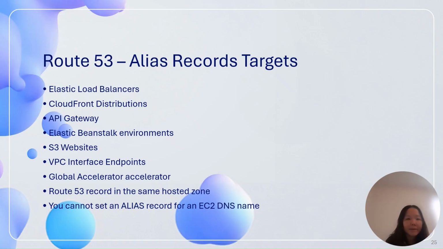Alias record targets include Elastic Load Balancer, CloudFront Distribution, API Gateway, Elastic Beanstalk Environment, S3 Website, VPC Interface Endpoint, Global Accelerator, and a Route 53 record in the same hosted zone. You cannot set an alias record for an EC2 DNS name.